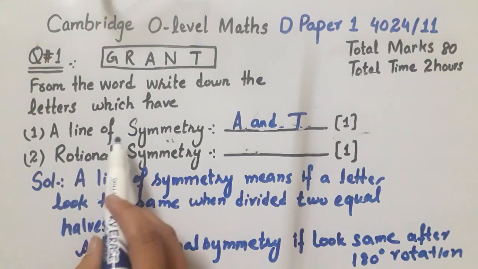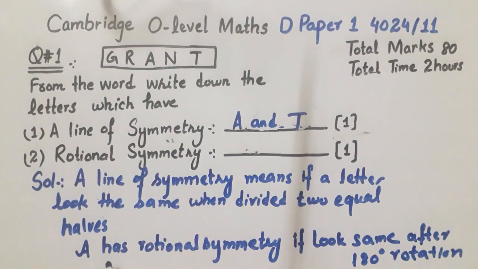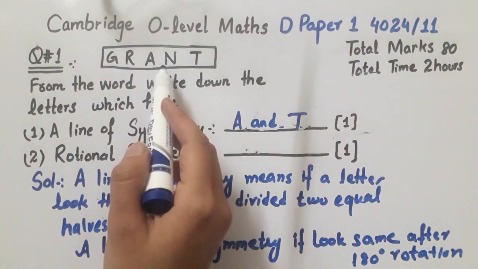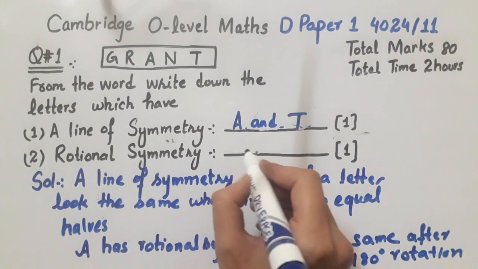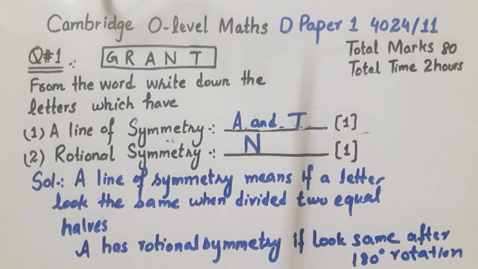Now, in the second part, rotational symmetry: a letter has rotational symmetry if it looks the same after a 180-degree rotation. So, in this word GRANT, we have the letter N, which looks the same after a 180-degree rotation. So, we will write this here. So this is the solution of question number 1. If you have any confusion, rewatch the video so you will understand the basic concept of this question, that is, what a line of symmetry is and what rotational symmetry is.